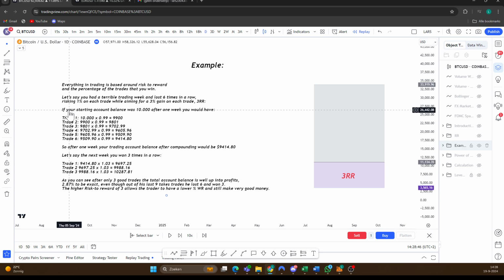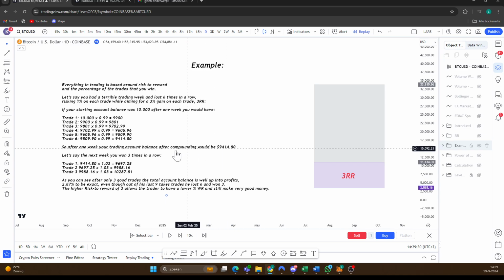Applying compounding, if you had a starting account balance at the beginning of the week of 10,000 and you lost 6 times in a row, after that 1 week of trading your account balance would be $9,414.80. You can see the trades right here. Every time you lose 1%, that's why I multiply it by 0.99. And you see after 6 trades, you went from 10,000 to 9,414, which is a bit less than 6% because you're compounding.